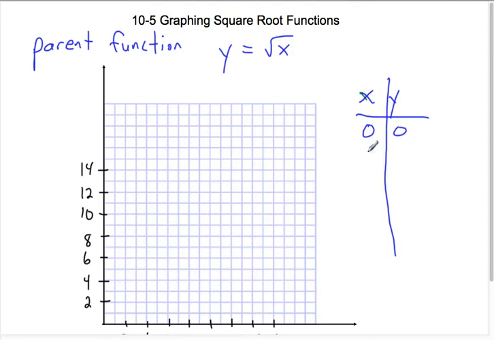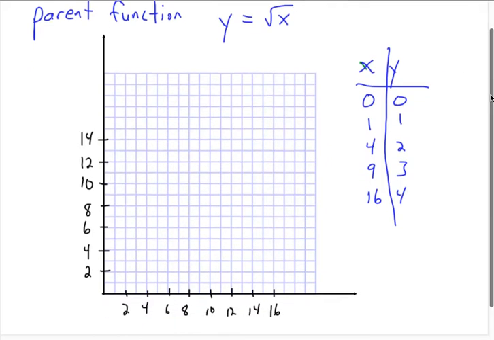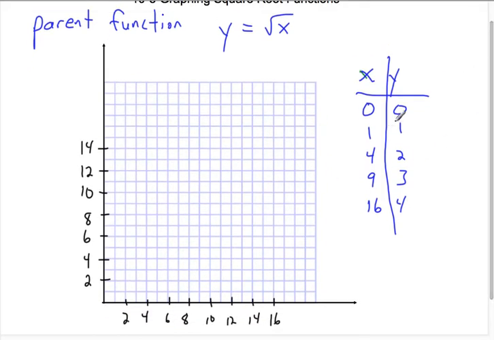The square root of 1 is 1. Square root of 4 is 2. Square root of 9 is 3. Square root of 16 is 4. Okay, so we can just kind of choose values that are going to make this easier. We're not using negatives this time because you can't have the square root of a negative number. So that gives us less things to graph.